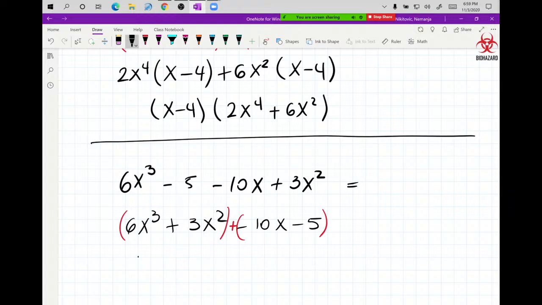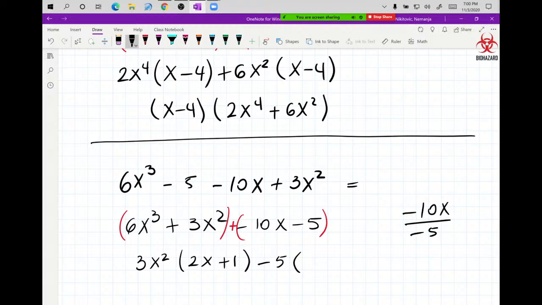So we kick out 3x squared, this is what you said, and then 2x plus 1, that's what you had, I remember, right? And now you kick out minus 5, and when you take minus 5 out, see, negative 10x divided by negative 5 leaves positive 2x, because negative cancels negative. 10 divided by 5 is 2, so we have 2x. So it's 2x plus 1.